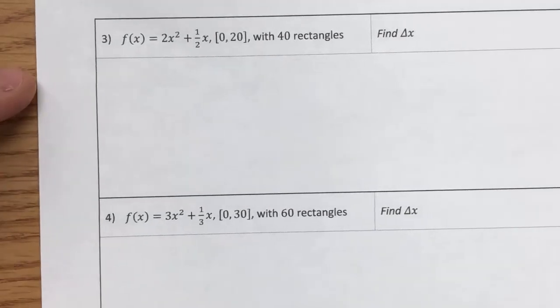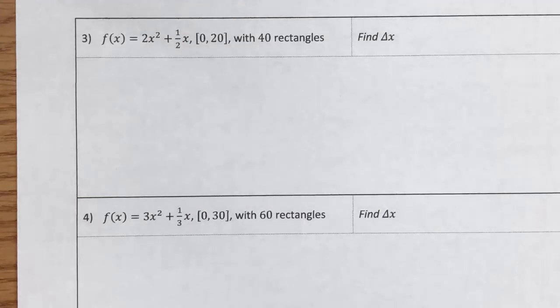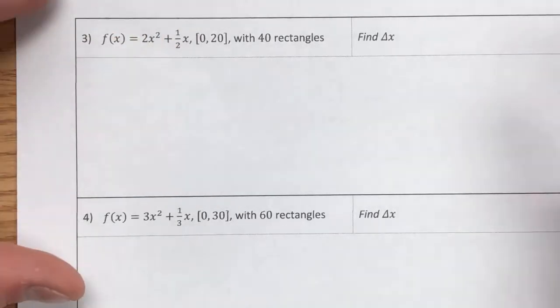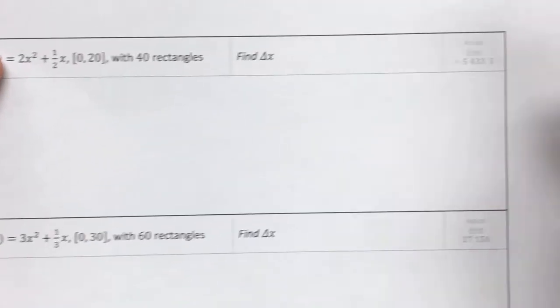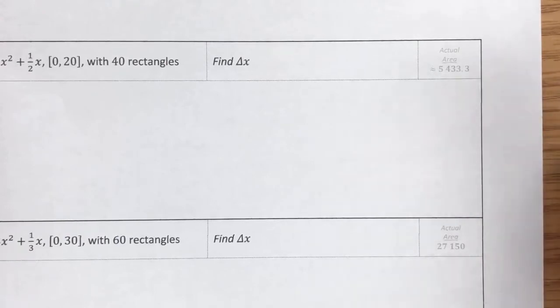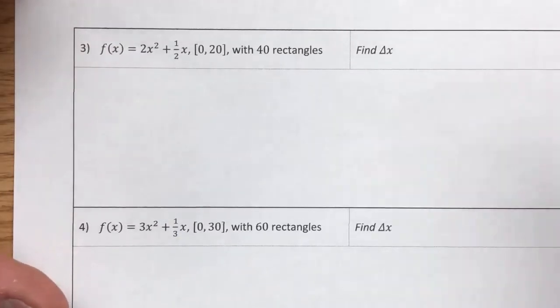Now, we said that one of the other things that we wanted to practice was plugging in multiple values of x. So far, a lot of the equations are very, very simple. What would it look like if I had to plug in something a little more complex? Well, I know that this summation should give us the actual area of 5,433.3, or again, this is going to be a fraction. So let's give this a shot.